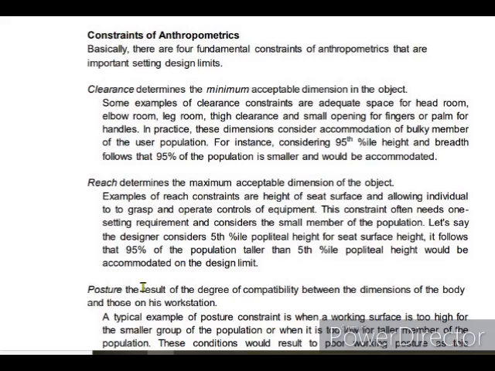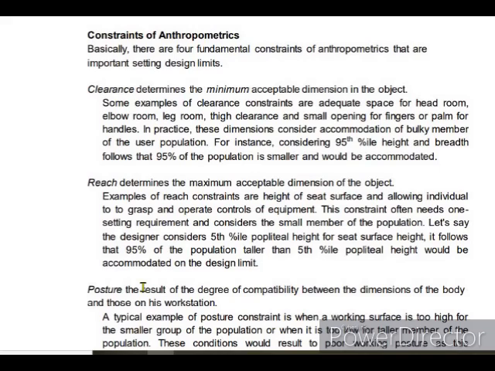Okay? So this constraint often needs one setting requirement and considers the small members of the population. Let's say the designer considers the fifth percentile popliteal height for seat surface height. It follows that 95% of the population taller than the fifth percentile popliteal height would be accommodated by the design limit.